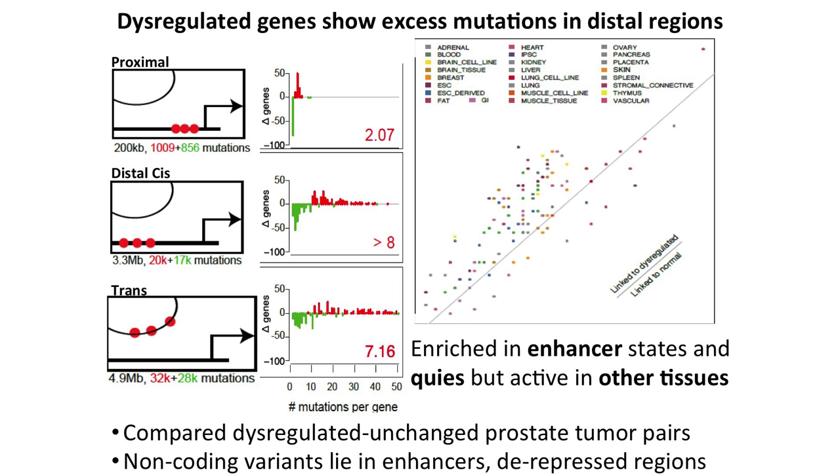And what he found is that the genes that show differential expression in prostate were in fact very strongly enriched for these distal cis and these distal trans mutations. And they were enriched in enhancer states of prostate, as well as quiescent states in prostate, which were in fact enhancers in other cell types, suggesting derepression of these distal elements leading to activation of those genes.